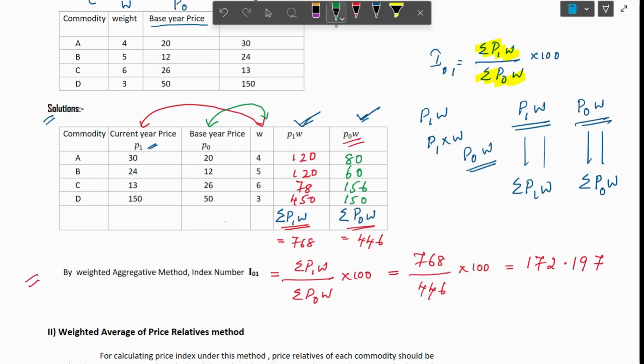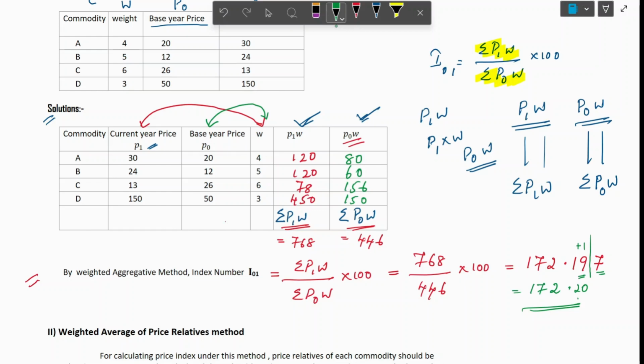172.197. I am going to write it to 2 decimal places, that is 172.20. How do I get it? See here, after the second decimal digit, it is 7. That is more than 5, right? So what do you do? You add 1 here. 9 plus 1 is 10, so you add 1 again to the previous digit, that is 2. Therefore, here comes 2. So this is the answer for the question by the weighted aggregative method: the index number value is 172.20.